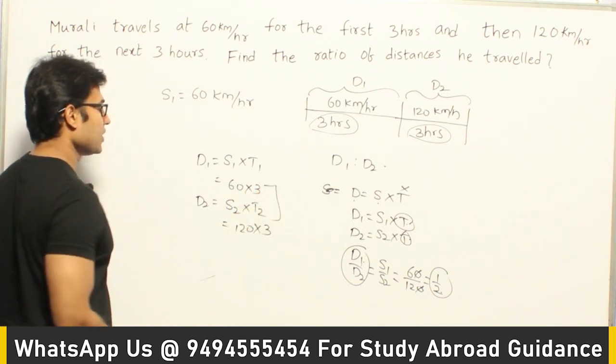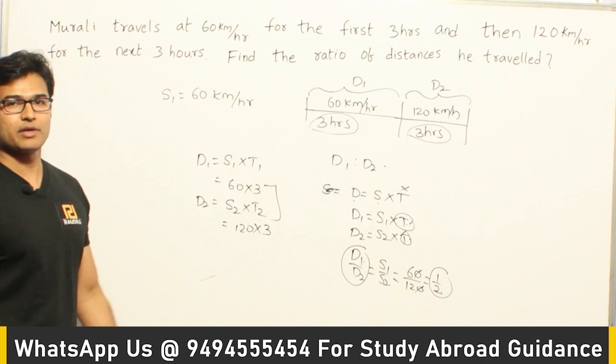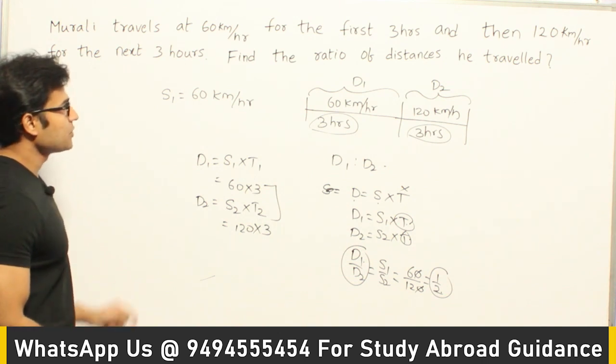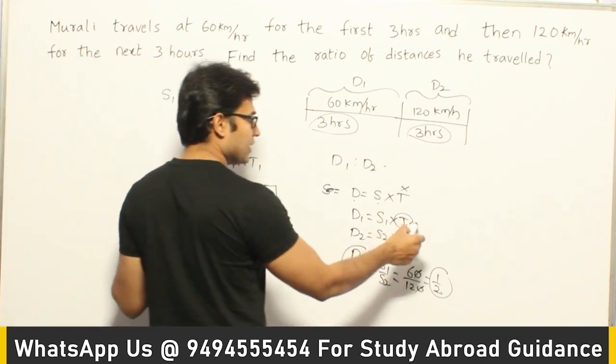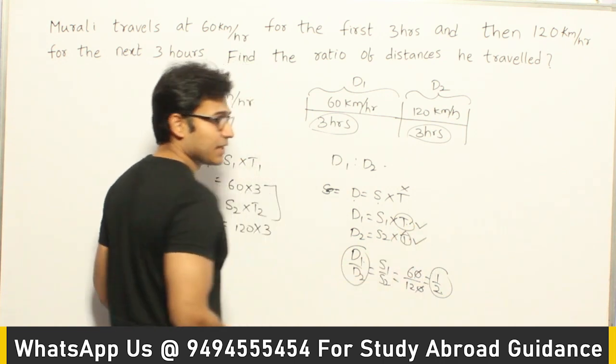Now you have to divide d1 by d2. d1 is to d2 equal to 1:2. Again you get the same thing, right? Now if you observe this, time is constant. Sometimes you will be able to save some time in the exam.